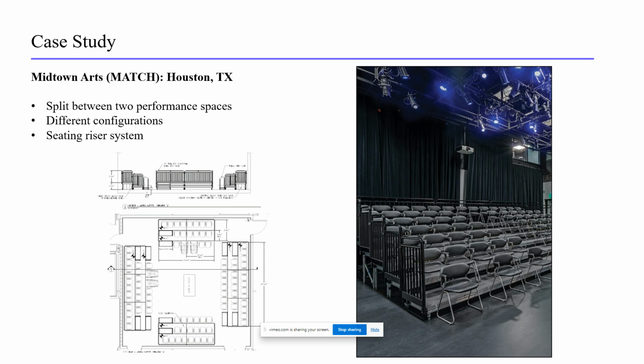Here for Midtown Arts in Houston, we have a black box theater that has a multi-configurable seating riser. In this drawing, you see the platforms organized in an arena configuration where there's seating on all sides of the performance space. In the picture on the right, you have those same platforms reorganized to make one large riser in an end stage configuration. There are lots of opportunities to customize and make these risers fit the needs of the space, almost an unlimited number of different ways.